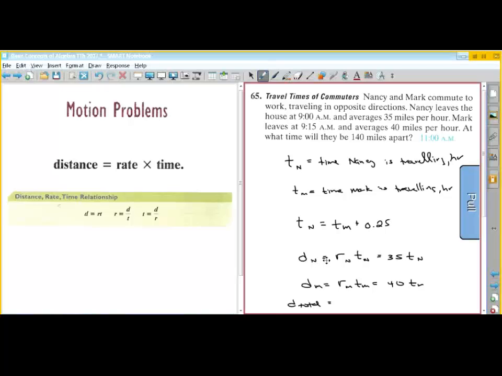Okay, so the total distance is how far you go from the starting point this way and how much from the starting point that way. So the total distance traveled is going to be equal to the distance that Nancy travels plus the distance that Mark travels. And that has to be 140. That's miles.